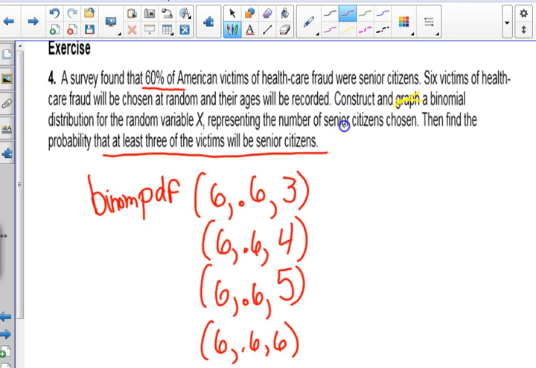First one, 0.276 something. Okay, you guys start adding them all up. Yeah, I think you're right.